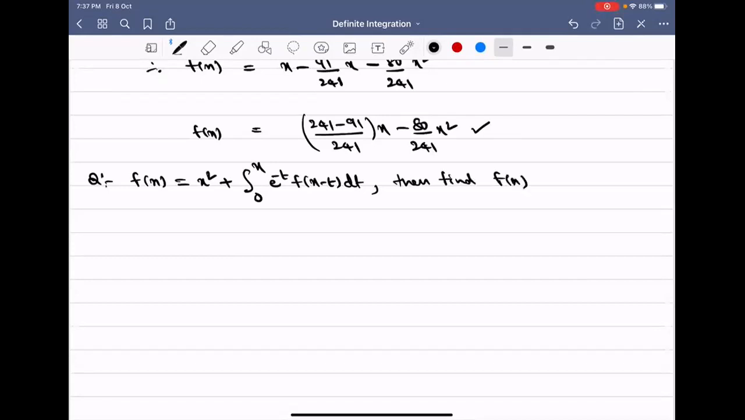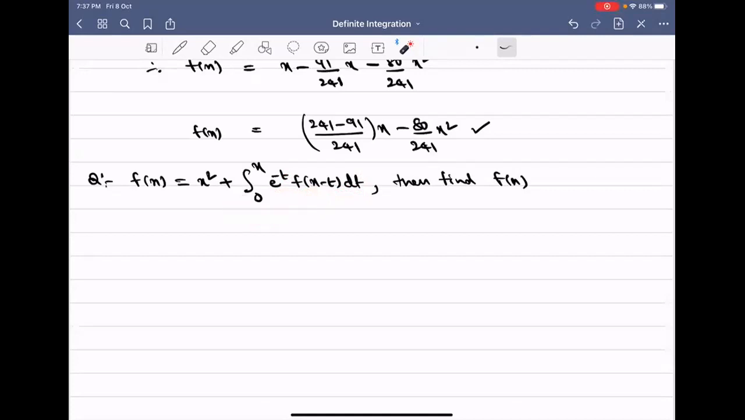This is the question. If you observe this integrand, this t, and dt, are internal variables. This x is an external variable. So this integrand contains internal as well as external variables. That's why we cannot directly differentiate with respect to t. First, we should take the external variable outside, then we differentiate and solve the problem.